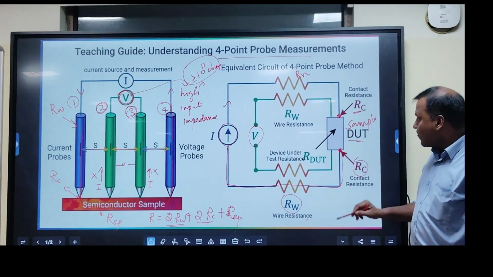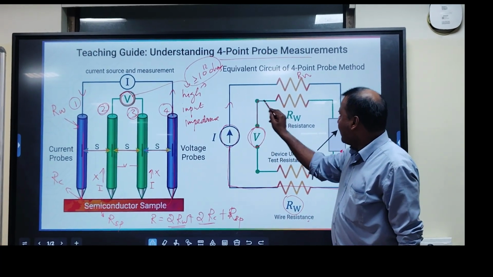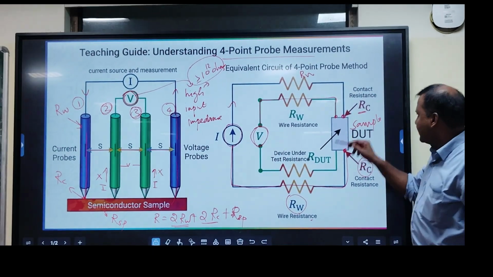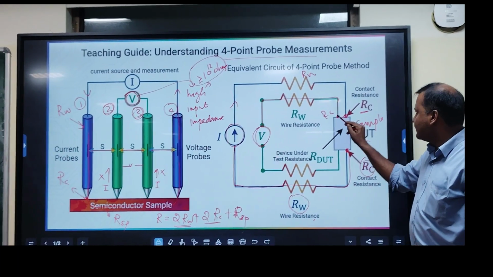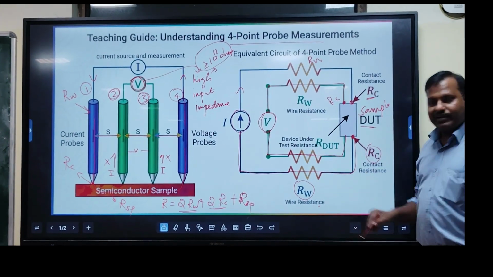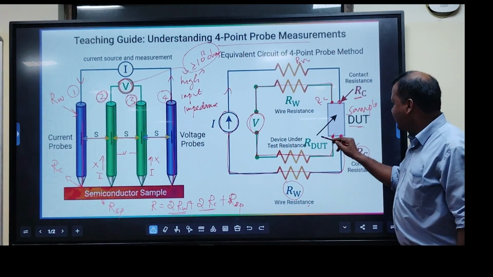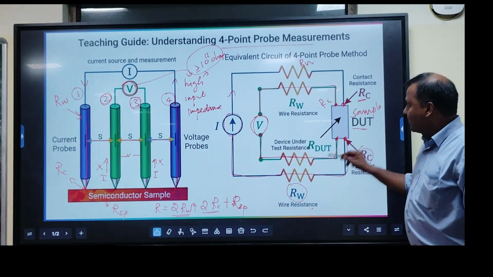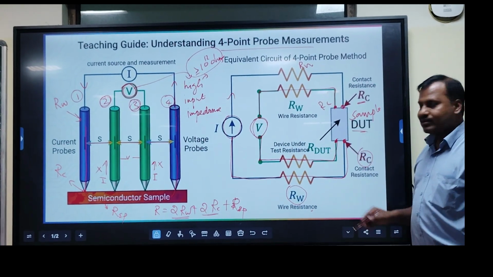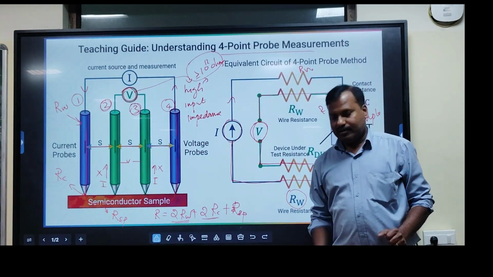Similarly, the voltmeter that we connected to the inner probes, that is probe 2 and 3, will have some wire with wire resistance, and that wire makes contact with the sample, again giving the contact resistance. The other end of the voltmeter is again connected to the sample, so that other wire has the wire resistance, and then it makes contact with the sample, again giving the contact resistance. Therefore, these wire and contact components, and then the sample resistance, all together make up the total resistance that you will get in this kind of measurement.